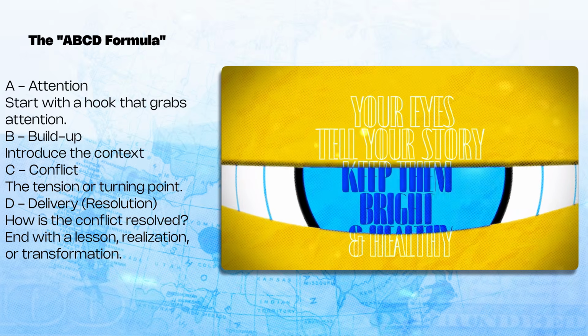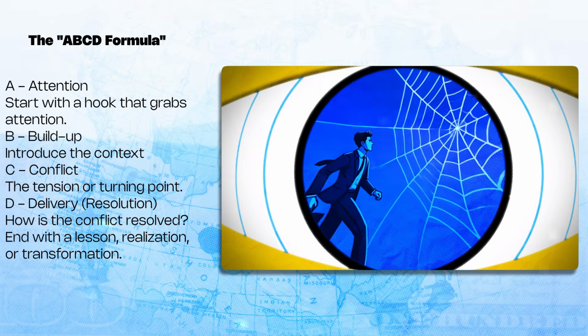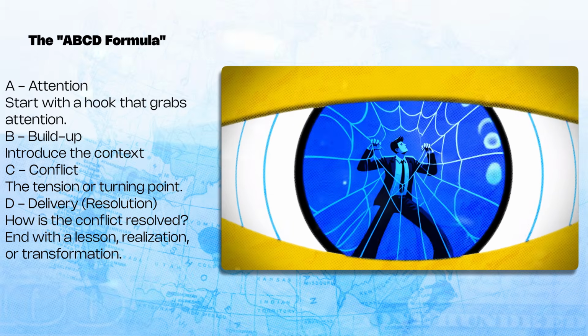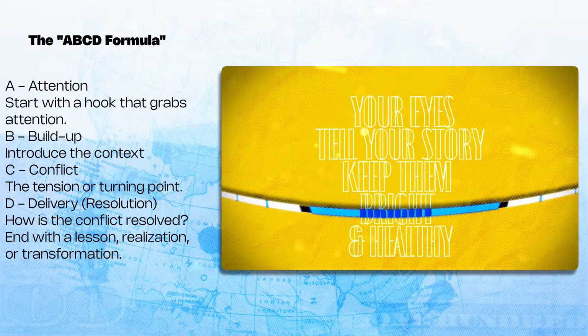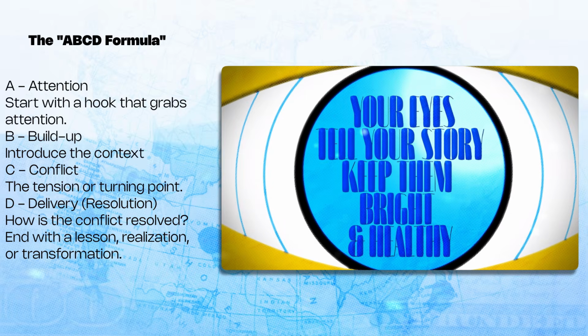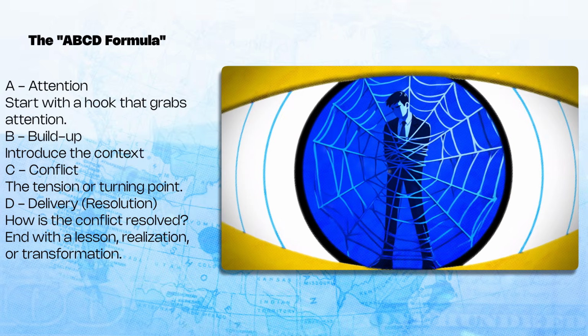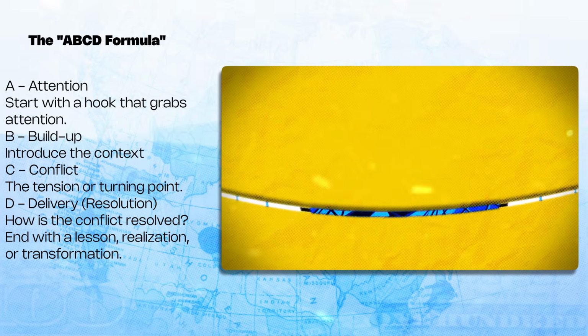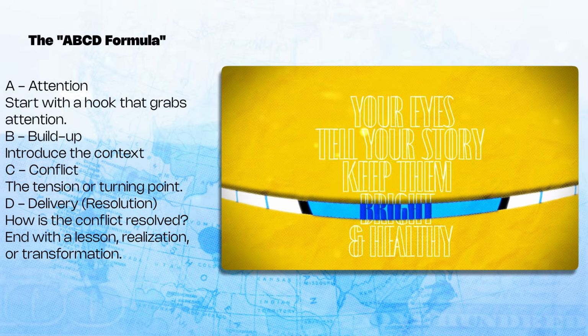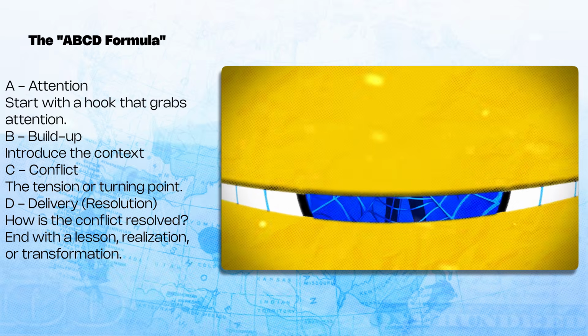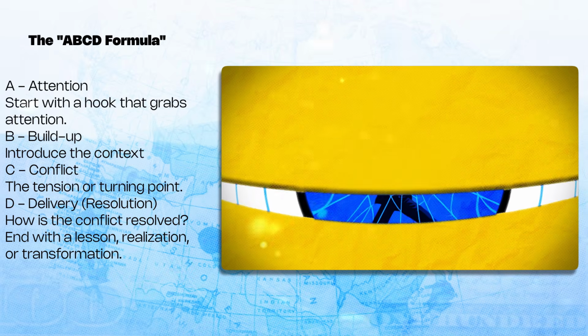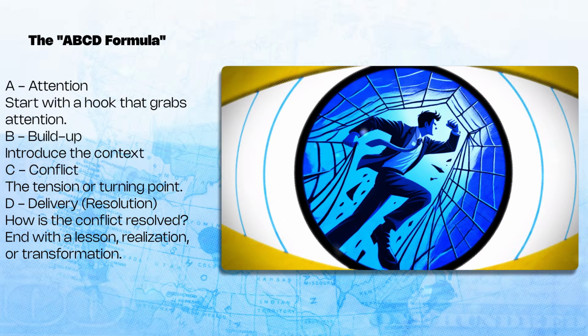How is that conflict resolved? Here we end the story with a lesson, a realization, or a transformation. There is a huge transformation in the character. For example, John freed himself from the web the moment he realized that his struggle to get out was only tightening the web's grip. And the instant he stopped fighting and let go of everything, the web loosened itself and he was able to effortlessly break free. So our character goes through a massive transformation from A to B to C to D. A is the starting point and D is the ending point.